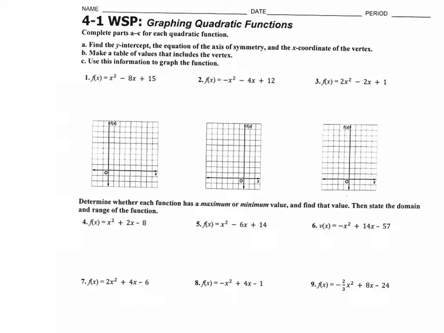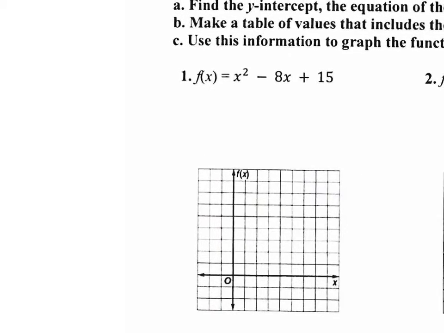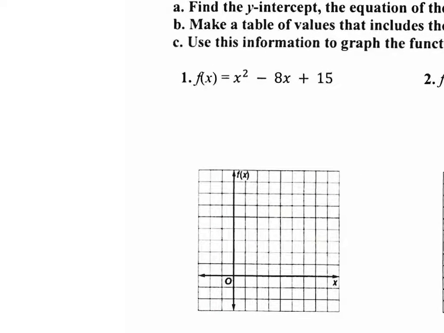It also says make a table of values that includes the vertex. So they want you to make an input-output table and also include that x value of your vertex that you got from the vertex formula. And then it says use this information to graph the function. So let's first walk you through this, especially because if you look at the answers on the back, they do things slightly differently than what we do.